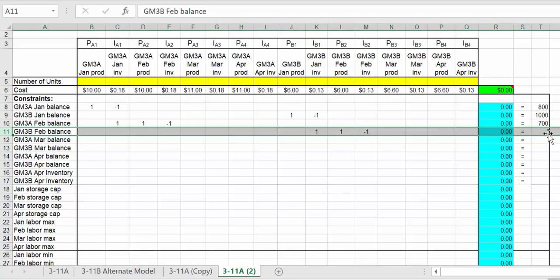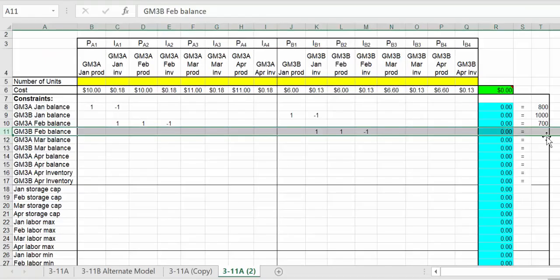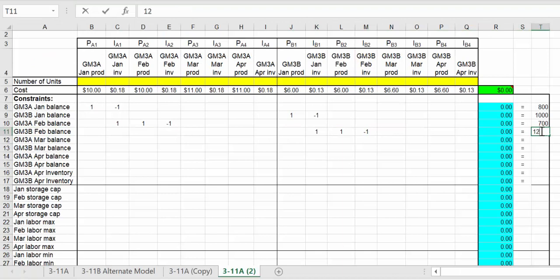And for motor B for February, what was the demand the customer wanted? For February, motor B, it was 1,200. We can put that in there. Now we can do this pattern.